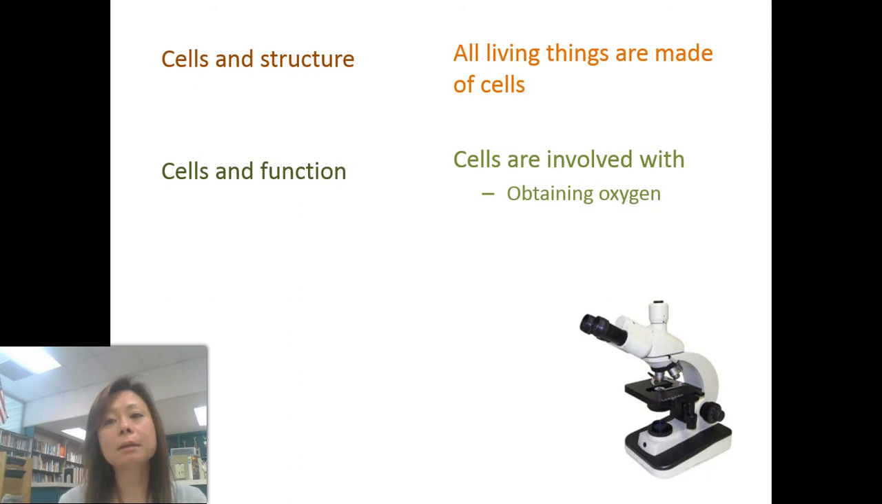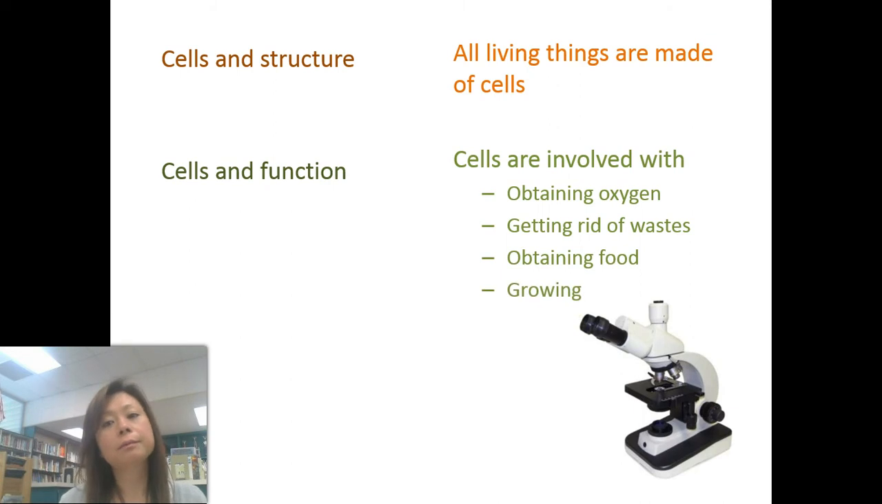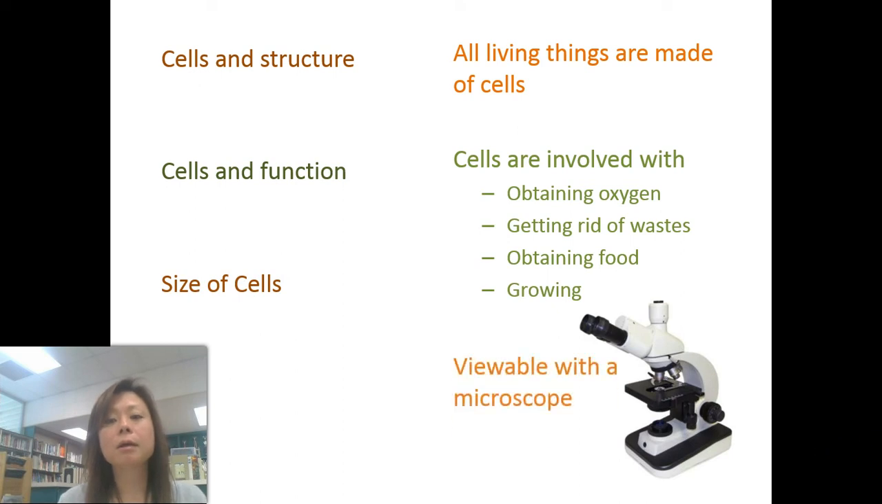All cells obtain oxygen. They get rid of waste, which is carbon dioxide. They obtain food, and they grow. And even though cells are very small, you are able to see them with a microscope.